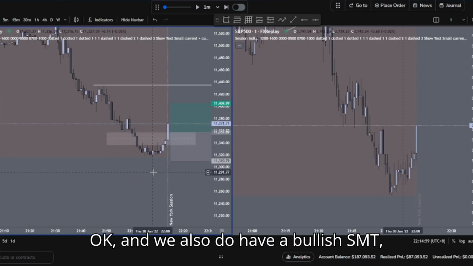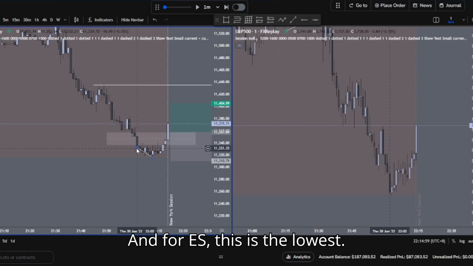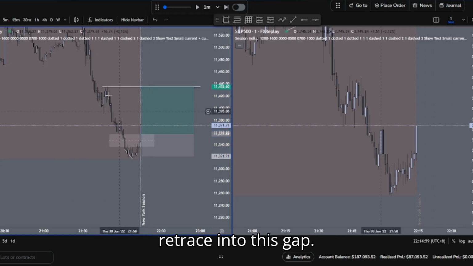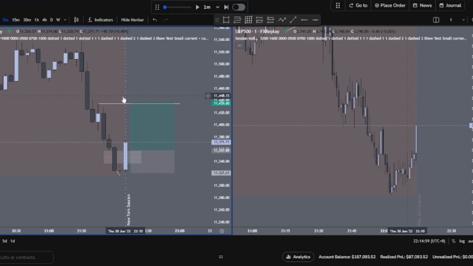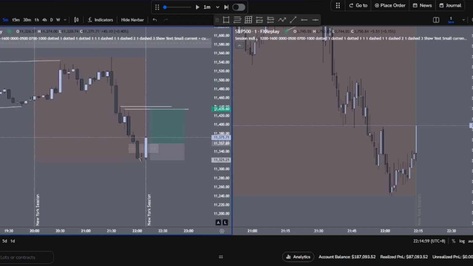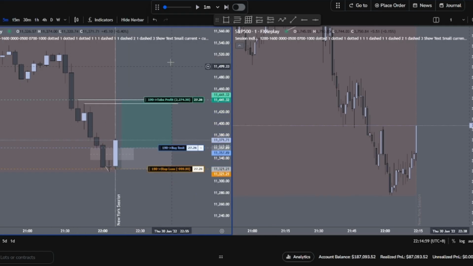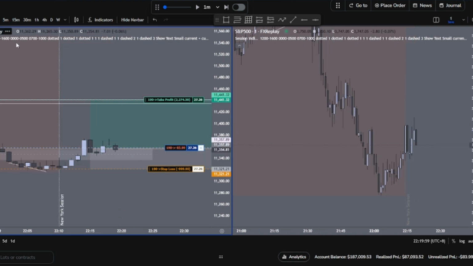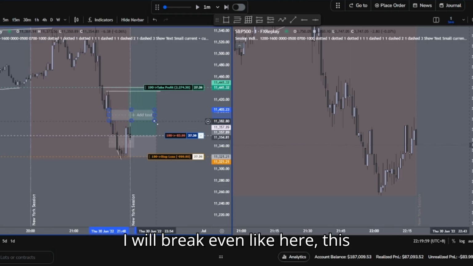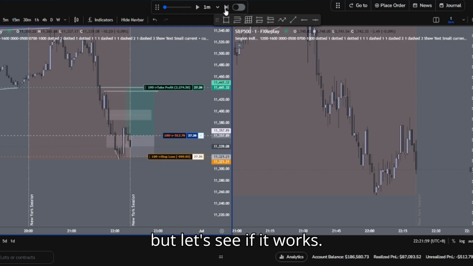Okay, and we also do have a bullish SMT, although it's not clear, but if you see NQ, this is the lowest, and for ES, this is the lowest. So I'm gonna take this 5-minute retrace into this gap, 1 to 2. Oh, there is also a 5 minute here. So maybe here. Okay. Maybe at this, I will break even like here if this inverses. We do have a 3-minute gap supporting, but let's see if it works.